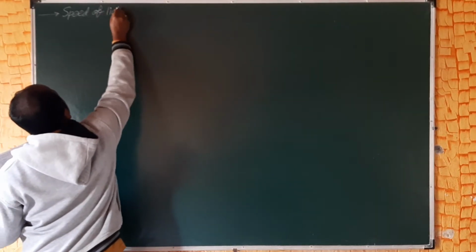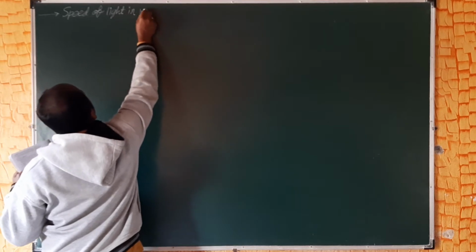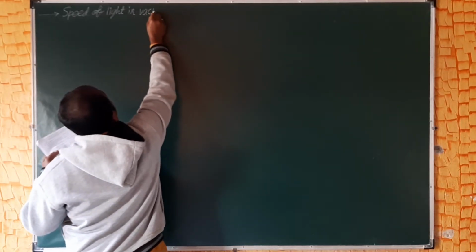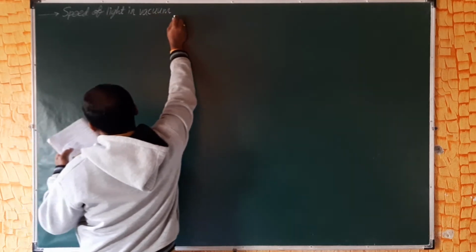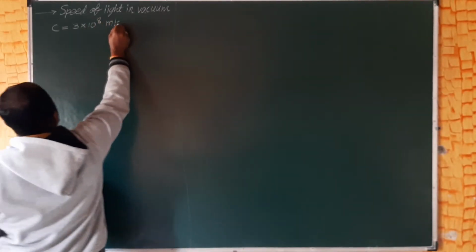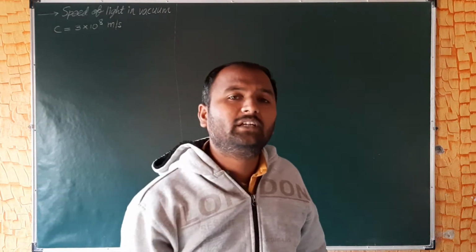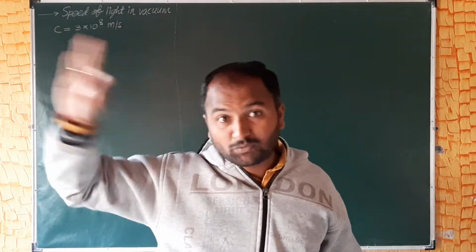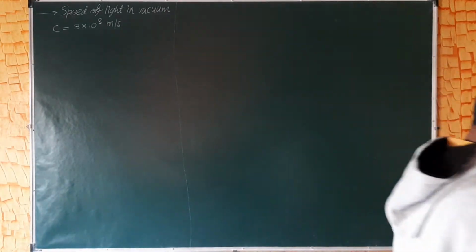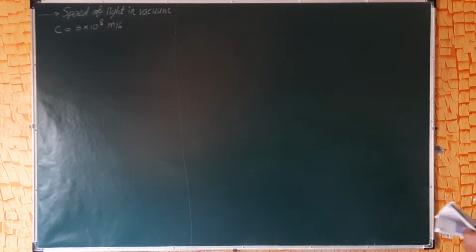First of all, write down the speed of light in vacuum. Speed of light in vacuum, that is C, is equal to 3 × 10⁸ meter per second. Remember, whether it is the speed of light in air medium or in vacuum, the speed is the same: 3 × 10⁸ meter per second.